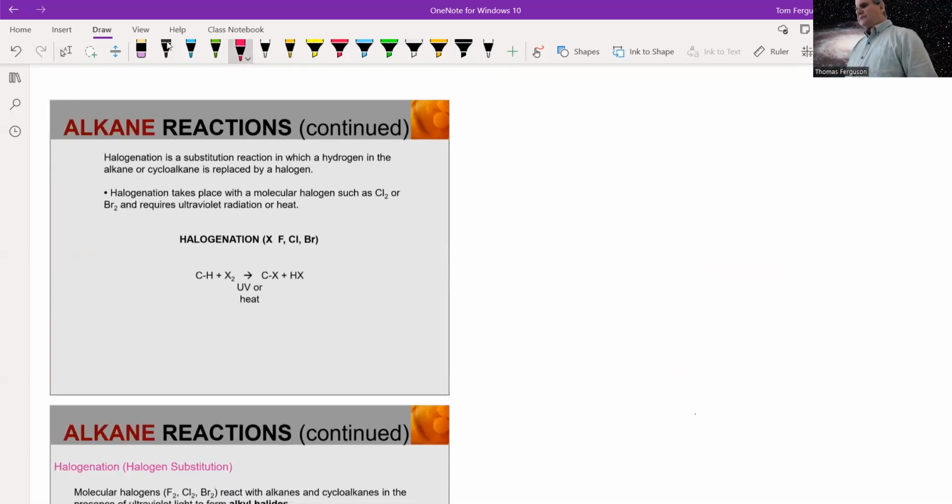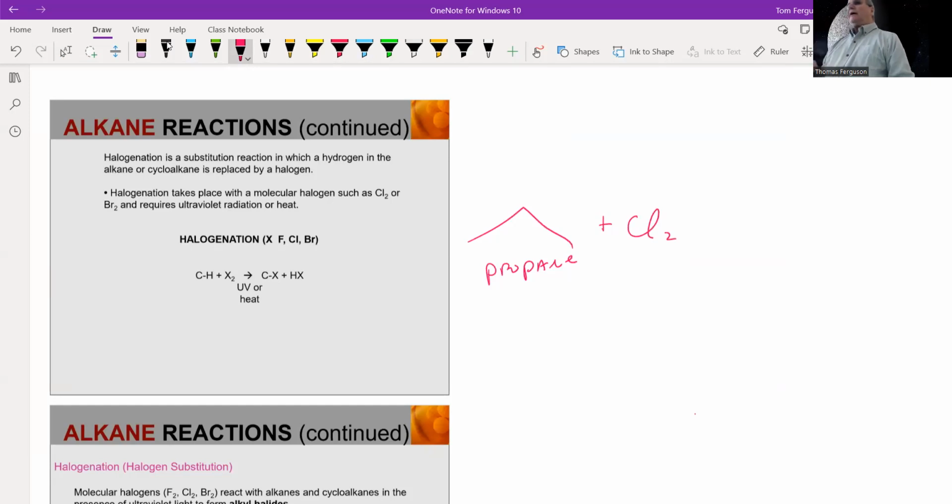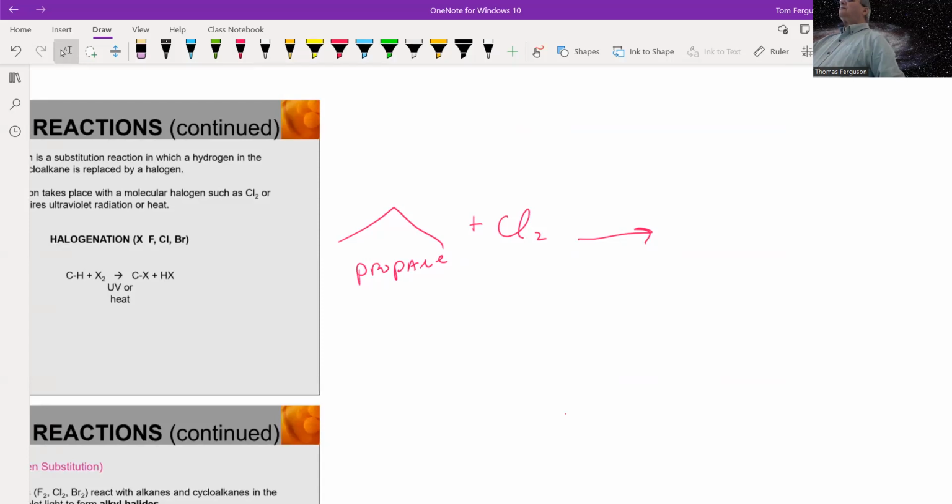Okay, halogenation is when we add a halogen. Halogens are group 7, starting with fluorine, chlorine, bromine. Now we're not worrying about fluorine. The main two are chlorine and bromine. So how do we add those to an alkane? So let's take an alkane like propane. We're going to add to that chlorine gas. So what we're going to end up with is a halogenated propane.